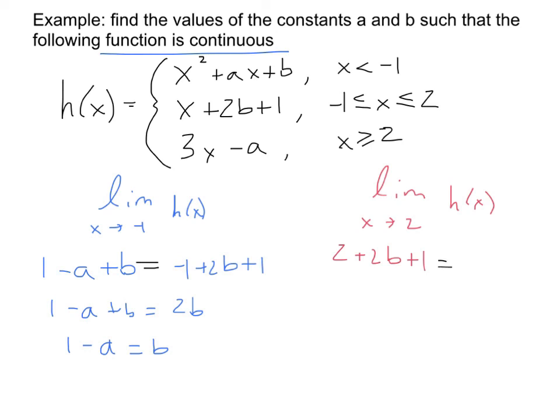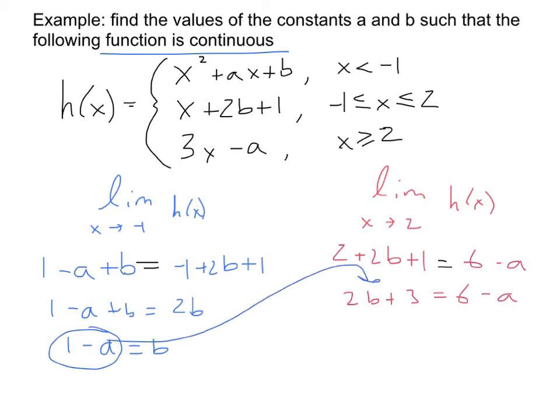equals 6 minus a. So again, I can move stuff around here. I could end up with 2b plus 3 equals 6 minus a. To be honest, at this point I could even do substitution. I could just take this 1 minus a and substitute it in over here for b, right? I would have 2 times 1 minus a plus 3 equals 6 minus a. So that's 2 minus 2a plus 3 equals 6 minus a.